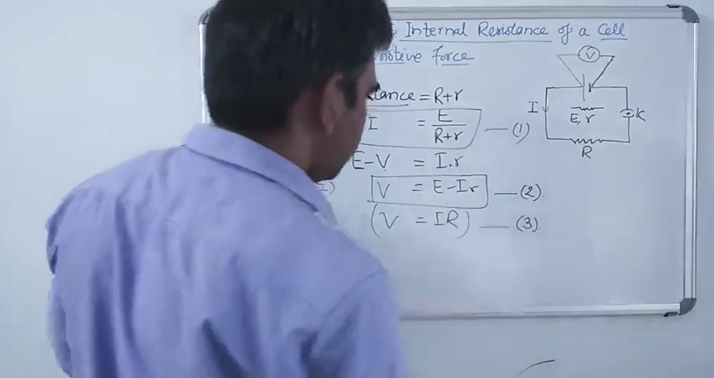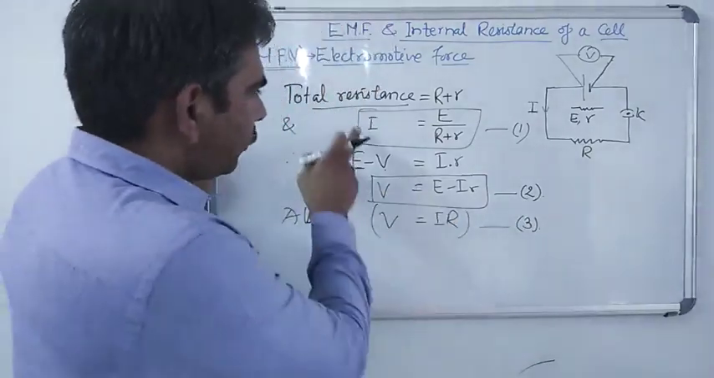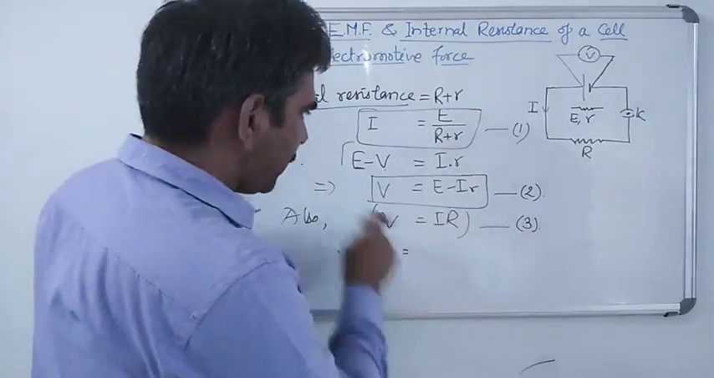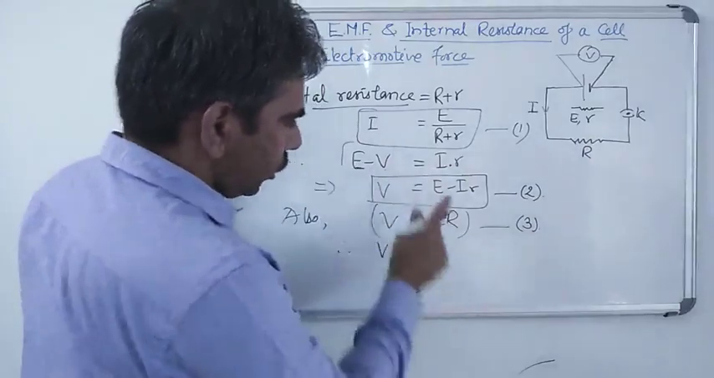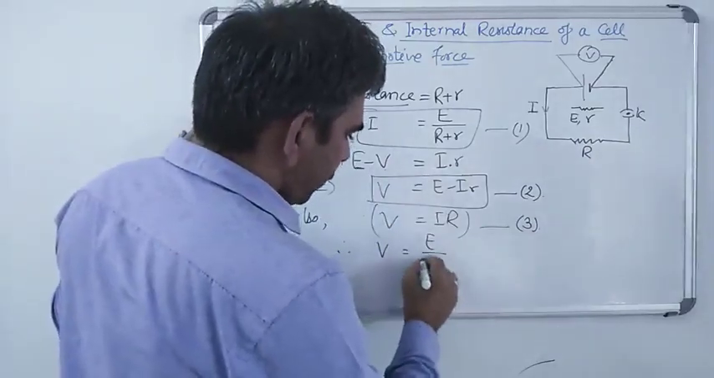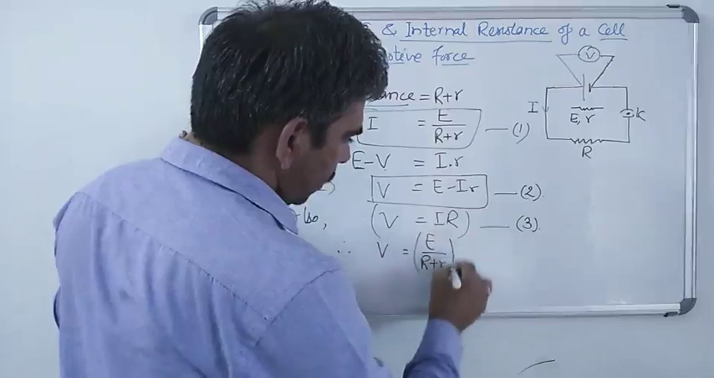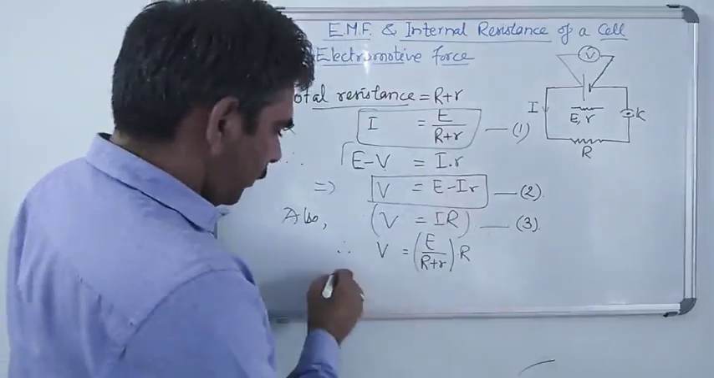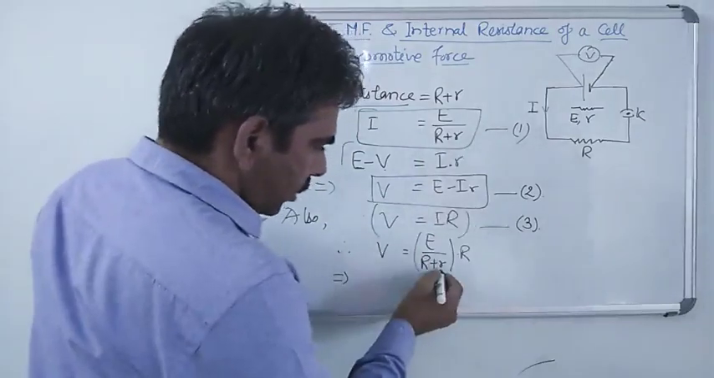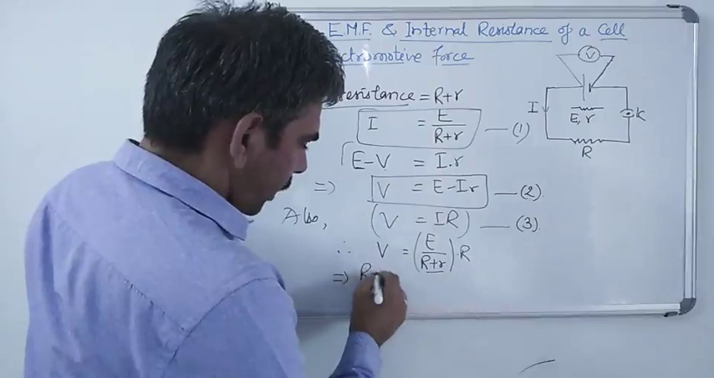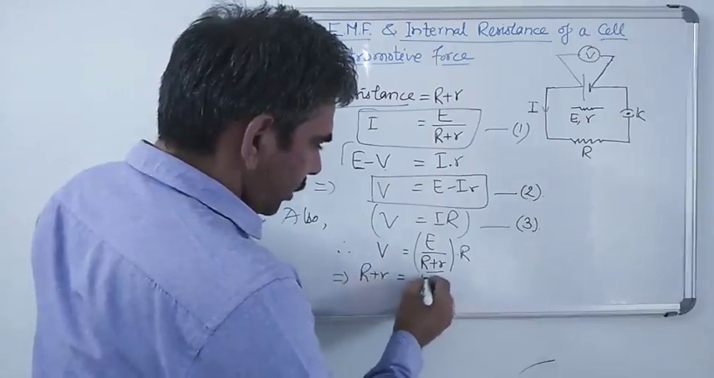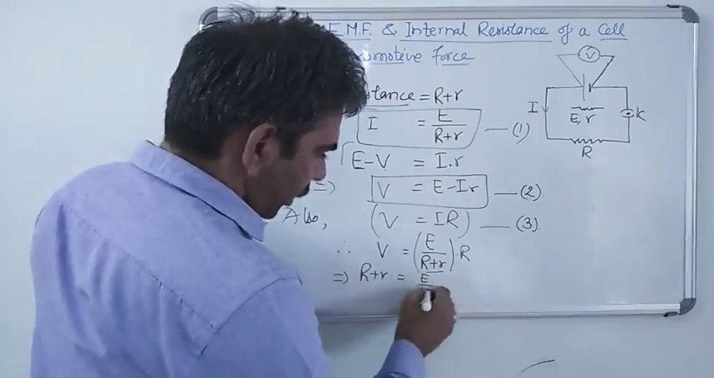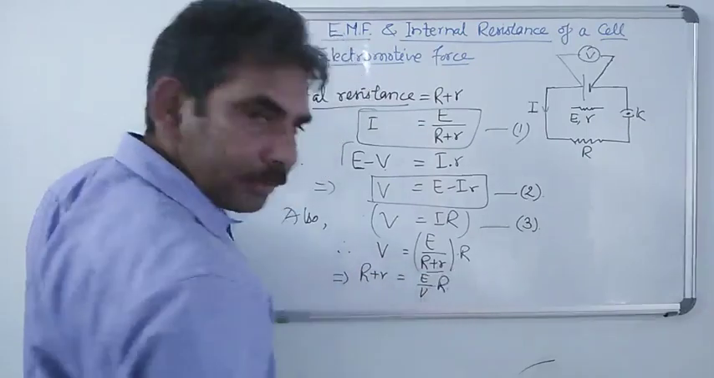Equation number three. If this is the situation, we can substitute the value of current in this, so the terminal potential difference, from equation 1 we can substitute for I, which is equal to E upon capital R plus small r, into R. So we just simplify it. This term comes to the left side, so it becomes R plus small r, which is equal to E upon V times R.